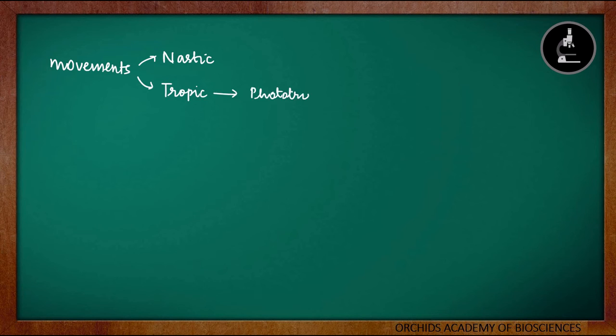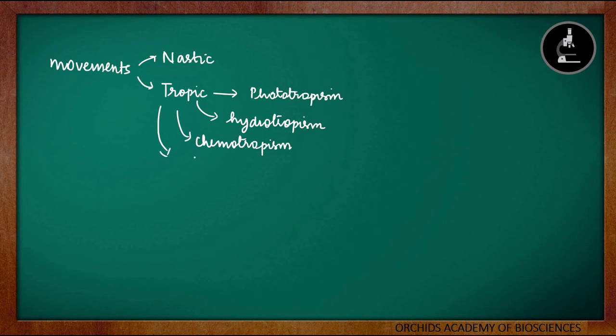In tropic movements, we studied about phototropism, that is a directional movement of the part of the plant towards the light. Next, we studied about hydrotropism, that is the movement of the plant part towards water. Chemotropism, movement of plant part or directional movement of the plant part towards chemicals. And the last one, that is geotropism, which is movement towards the Earth's gravity. So this is about the tropic movements that we have studied.